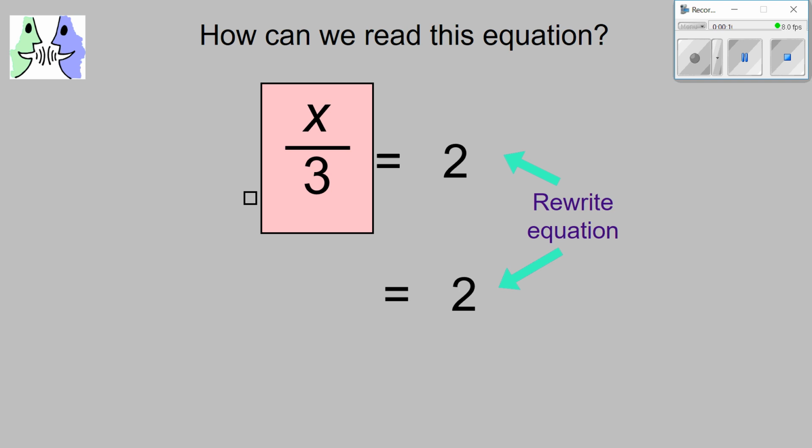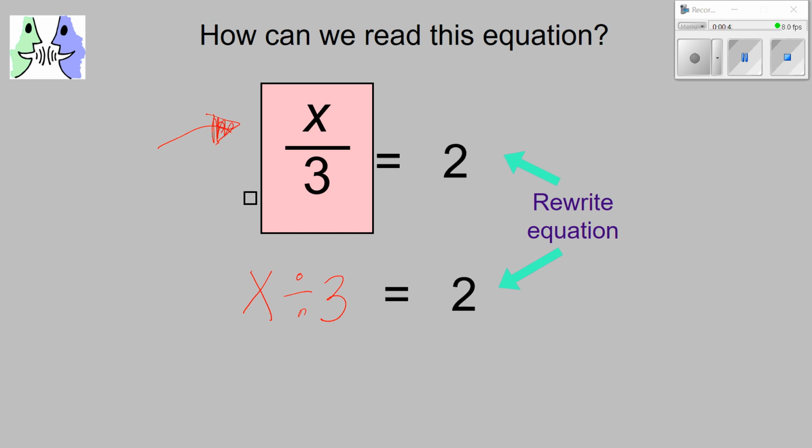Today we're going to talk about solving division equations. One thing that you have to remind yourself of is that when you see an equation written such as this, it is a division problem, right? So how would we read this equation? We would say x divided by 3 equals 2, right? So if I were to rewrite it, I could write it like this: x divided by 3 equals 2.